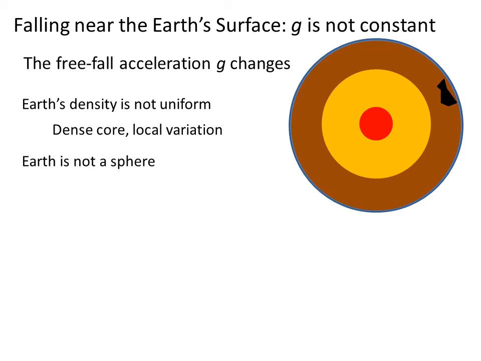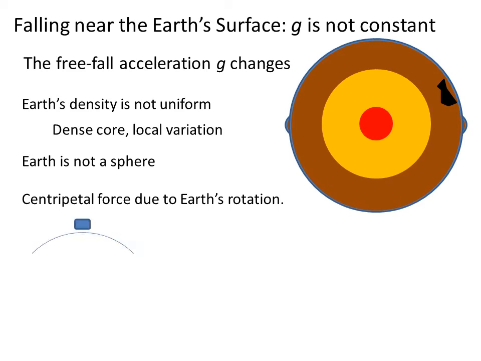Earth is not a perfect sphere. Matter of fact, it bulges a little bit at the equator. And also there's a centripetal force due to the Earth's rotation, which has an effect on the free fall acceleration g. So if you have an object near the Earth's surface and the Earth is rotating, you take that into account: there's the force of gravity down, there's the centripetal force making it move on a circular path, and there is mg also.